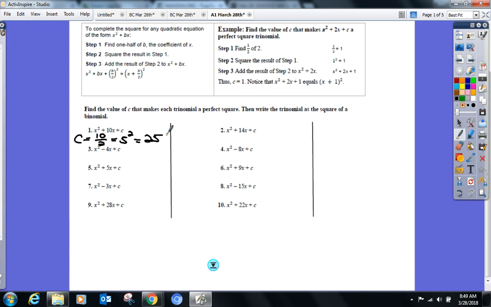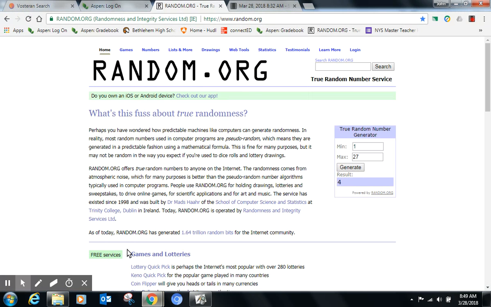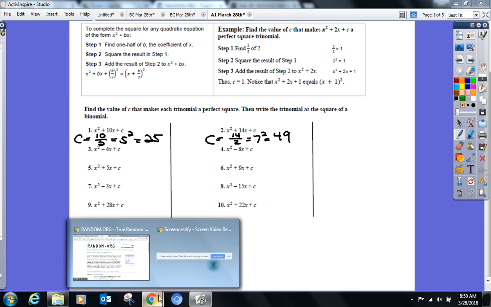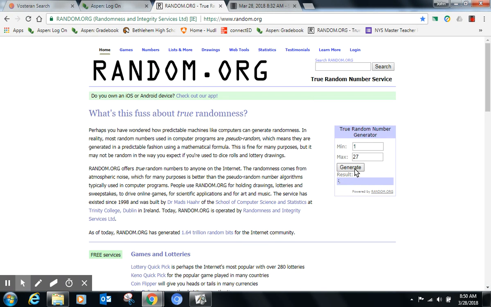Let's keep going. Let's go over to 2 here. A couple of these you may need your calculator with. Who's got 5? Emily, ready? What's your B value? 14 divided by 2. 7, square it. 49. So the C value would be 49 there to make it a perfect square trinomial. All right, let's keep this show on the road. I'll keep asking, but not for too long.